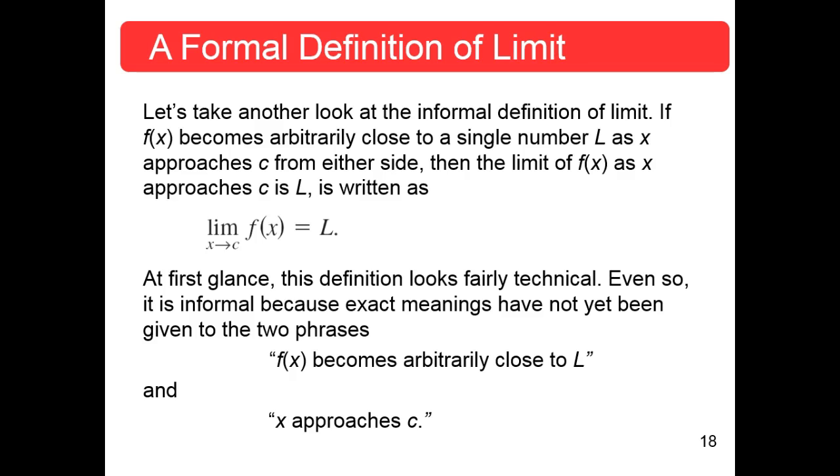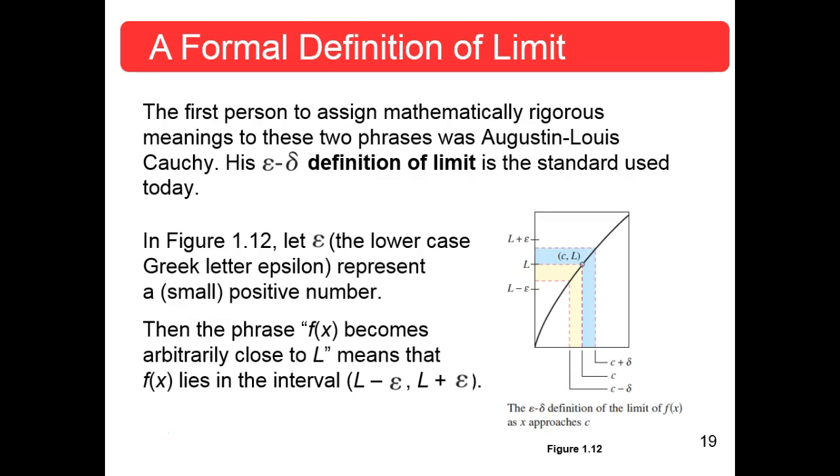At first glance, that definition looks fairly technical, but even so, it is informal because the exact meanings, notice here, as f of x becomes arbitrarily close to. What do we mean by arbitrarily close to? As x approaches C. What do we mean by approaching C? Okay? You've got to get a little more meat to it than that. The exact meanings have not been given for arbitrarily close to or x approaches. Okay? So let's see if we can come up with something a little better.